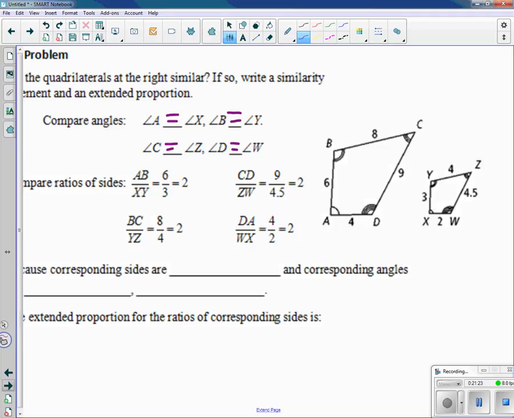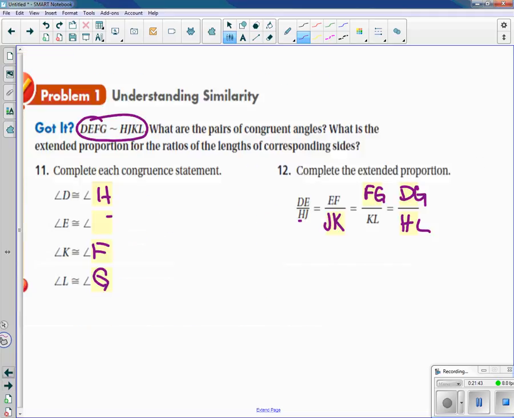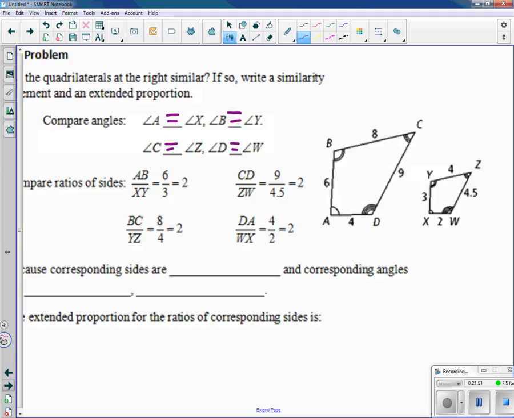Now, we need to see the ratio of the sides. Okay? If I did AB over XY, that would be 6 over 3, which gives me 2. I did every proportion, similar to the proportions up here. If I had numbers on this one, and I put the numbers in their spot, that's what I'm doing here. You all notice that they all equal 2. Everybody with me? So that means that the sides are proportional because they all equal the same number.